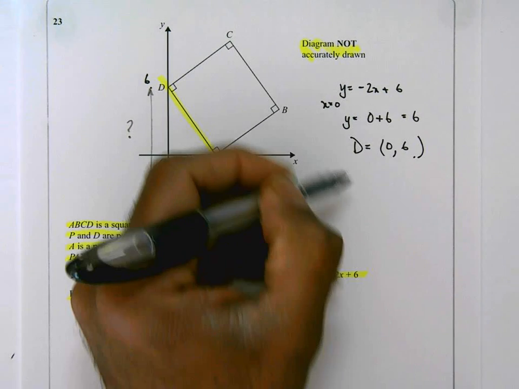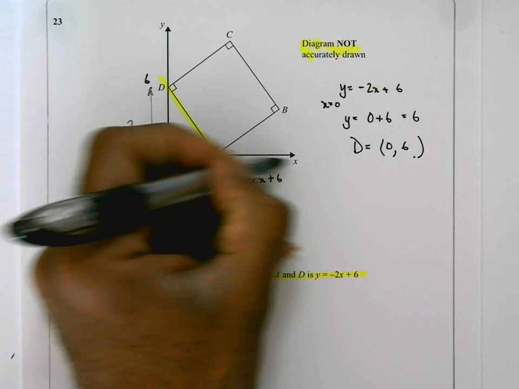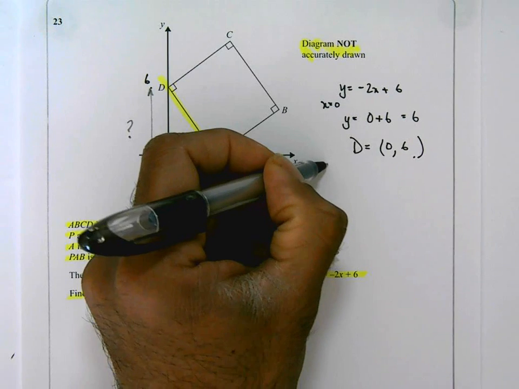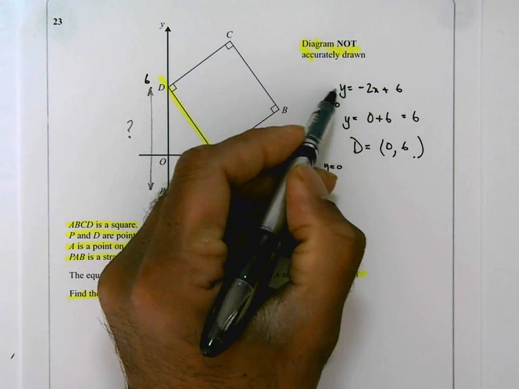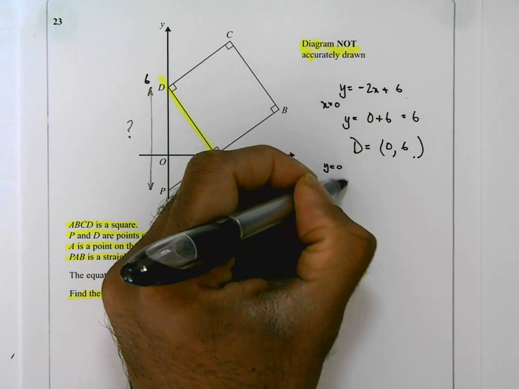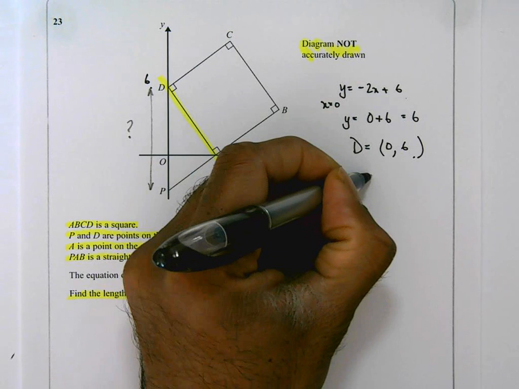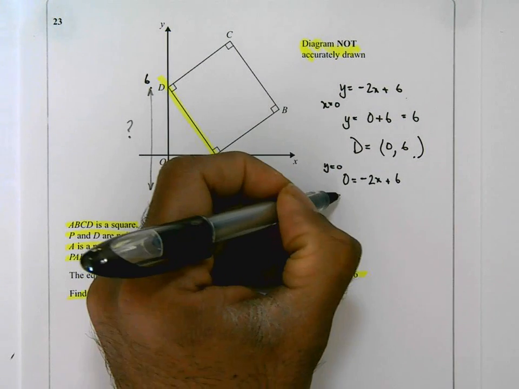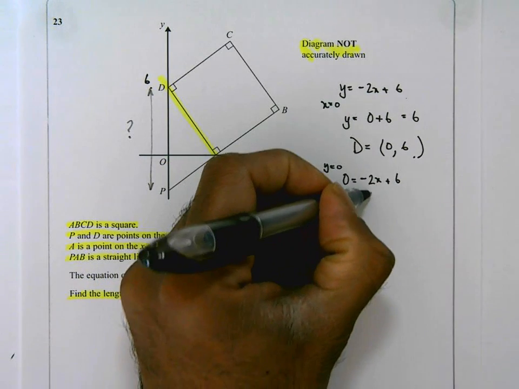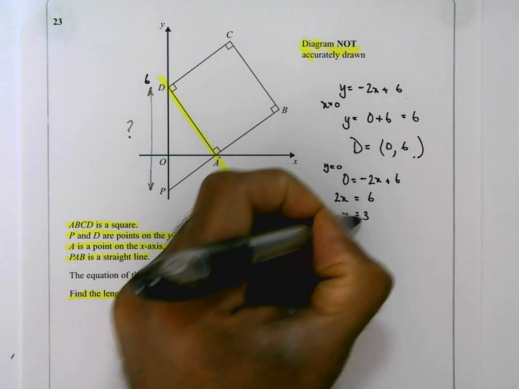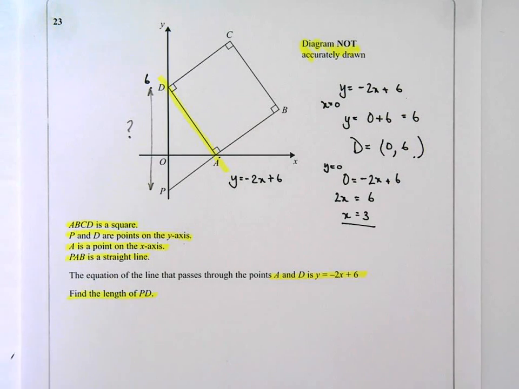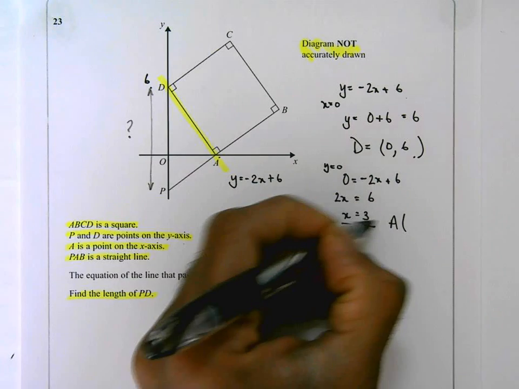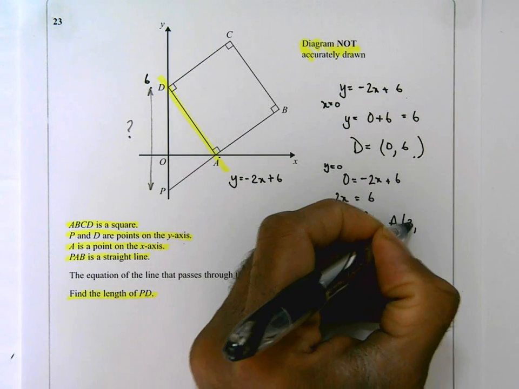So to find out A, on the x-axis, your y value is 0, so y is equal to 0. I'm going to put that into this equation up here, and I'll get 0 is equal to minus 2x plus 6. Take the 2x across, so I'll get 2x is equal to 6, x is equal to 3. Alright, so what does that tell me? That tells me that the coordinates of A, the x coordinate is 3, and the y coordinate is 0.